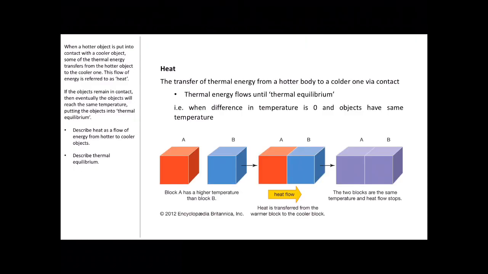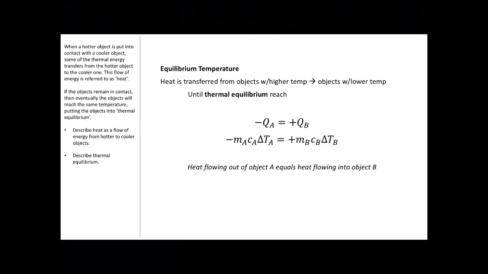Just to recap, heat is a transfer of thermal energy from a hotter body to a colder one via contact, so via conduction. Thermal energy flows until the objects reach thermal equilibrium, and that means that the temperature difference between the objects is zero, so they have the same temperature. To summarize, to reach equilibrium temperature, heat is transferred from objects with a higher temperature to objects with a lower temperature, and this occurs until thermal equilibrium is reached.